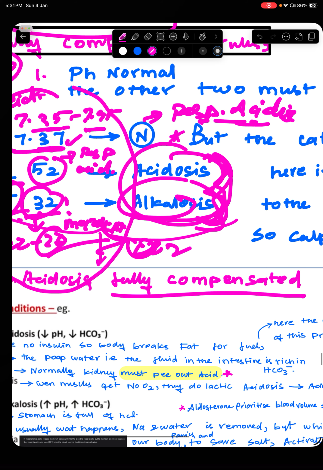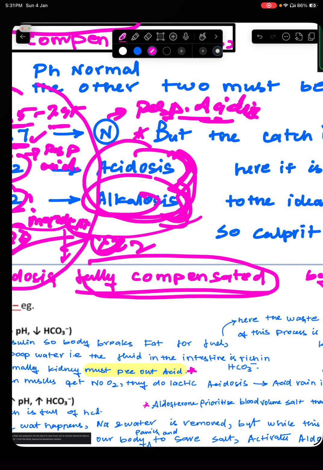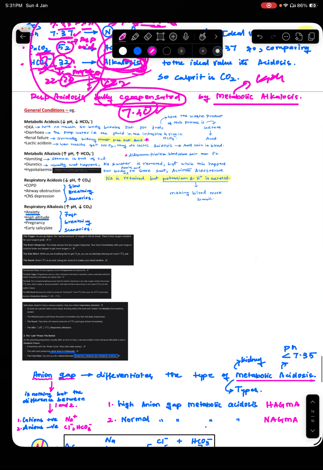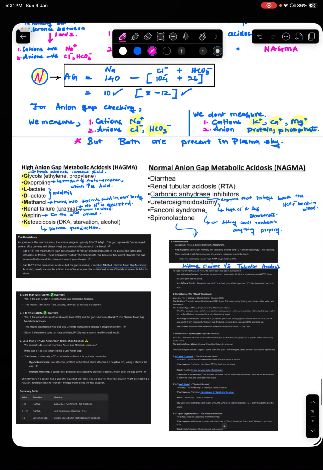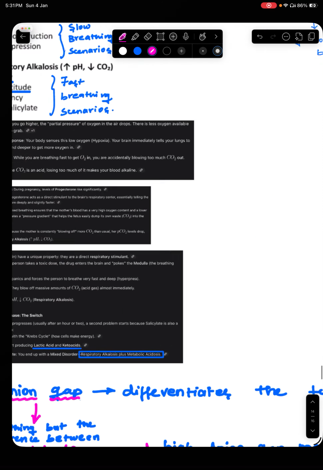Okay, here it is fully compensated. But in case it is partially compensated, the values would not come inside this normal range. But in fully compensated, even though it is normal, guys, it will not be ideal. Okay, these are all simple things, guys. You'll understand it once you go through it properly.